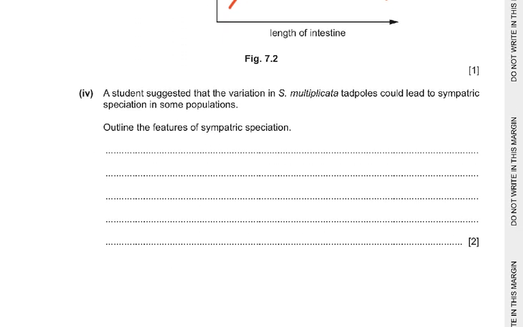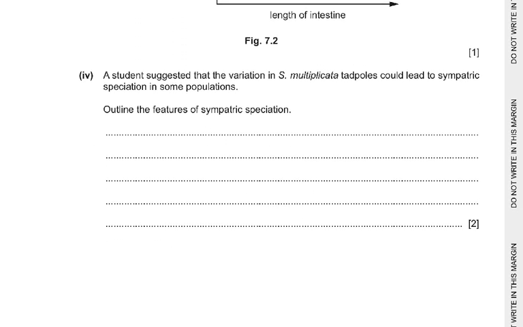A student suggested that the variation in S. multiplicator tadpoles could lead to sympatric speciation in some populations. Outline the features of sympatric speciation. Now, please remember this has changed in the new syllabus, and if you gave me the old definition, I won't give you any marks. In this, you say new species formed due to reproductive isolation caused by an ecological barrier and in the same geographical region. So there is a behavioral or an ecological barrier, and it has to be in the same geographical region.